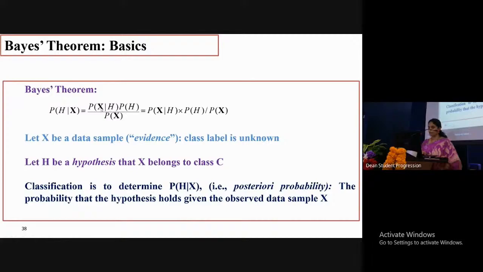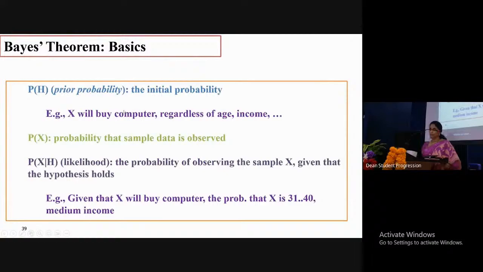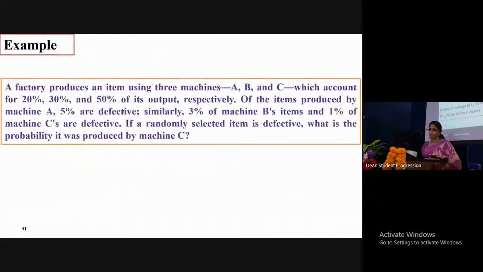And then you have something called the prior probability and the likelihood. The probability of X based on the hypothesis is your likelihood, and the P of H that you are taking here is your prior probability. These are the things that you have. Now, what is it that you are looking at? Let us take one example and dive deep into this.